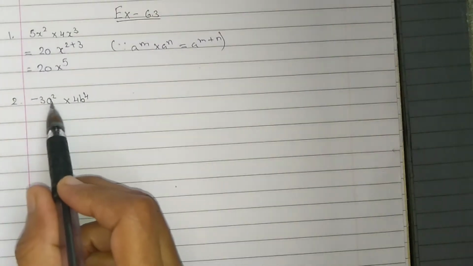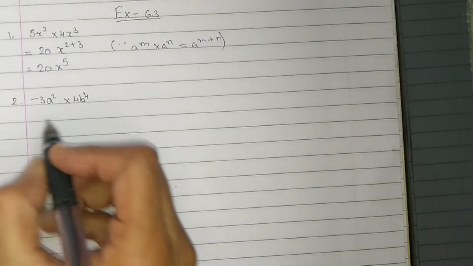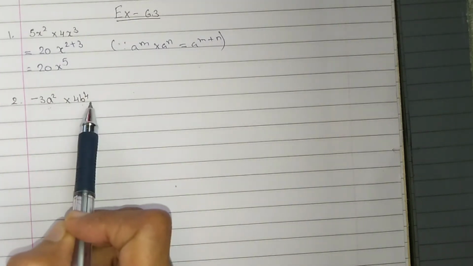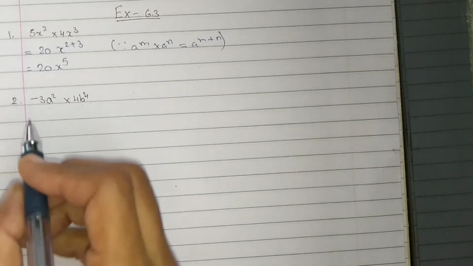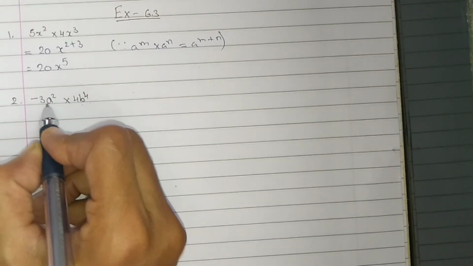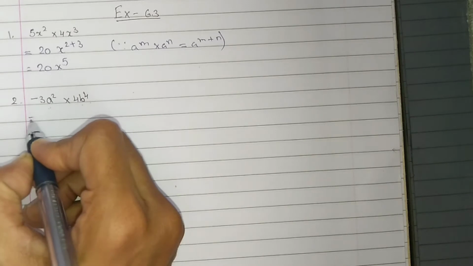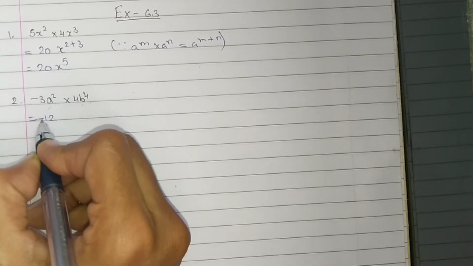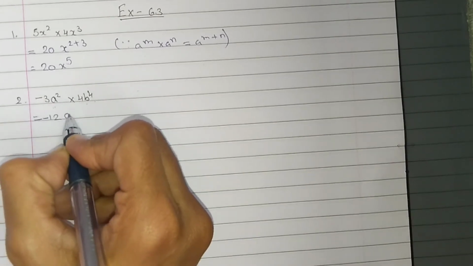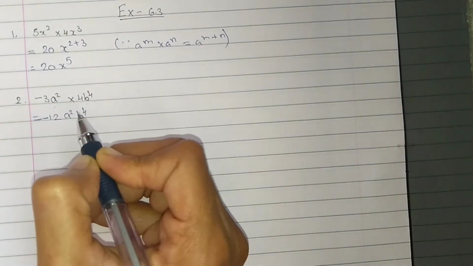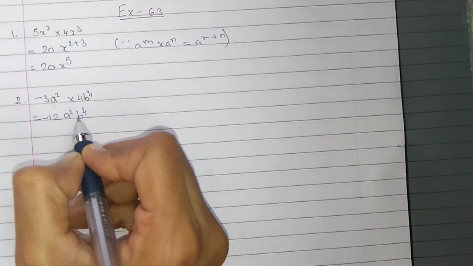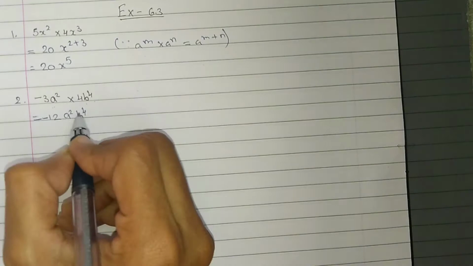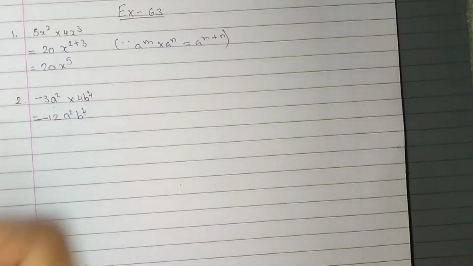Now minus 3a square into 4b raised to 4. Now what do we have to do? Here the bases are not the same, so we can't combine the powers. So first of all, minus 3 into 4 is minus 12. 3 fours are 12 and the minus sign stays, and a square b raised to 4 stays as it is, because the variables are not the same, their bases are not the same, so we can't add the powers. Okay, we can't use this formula.